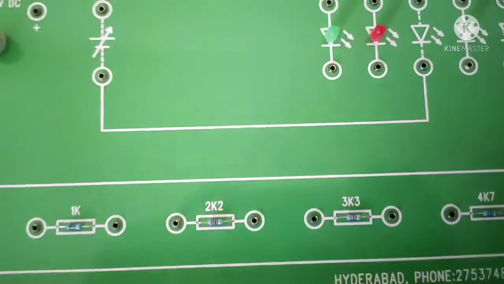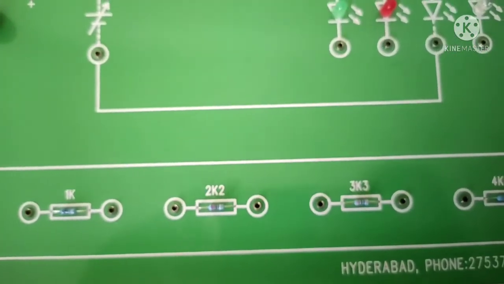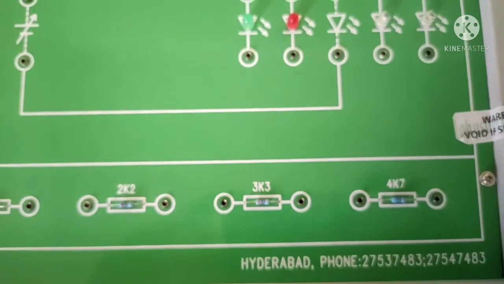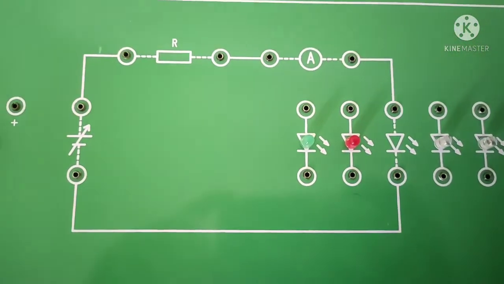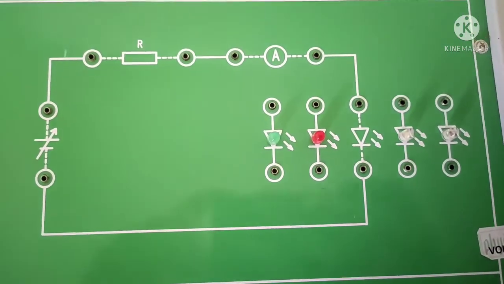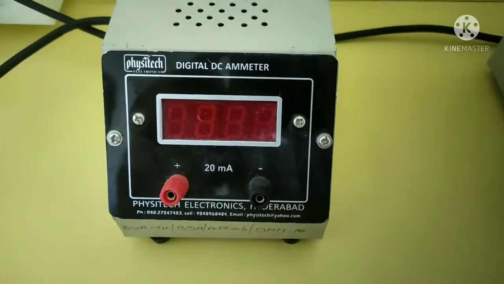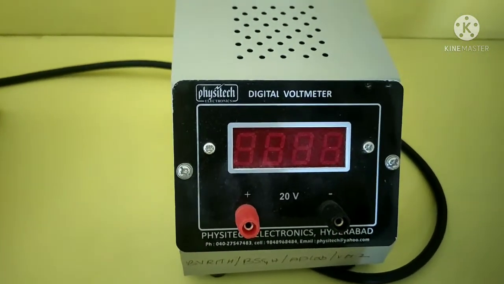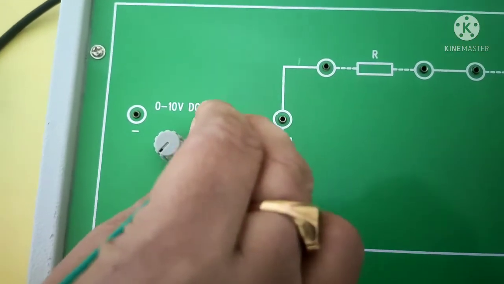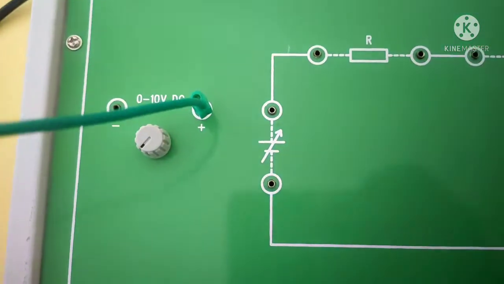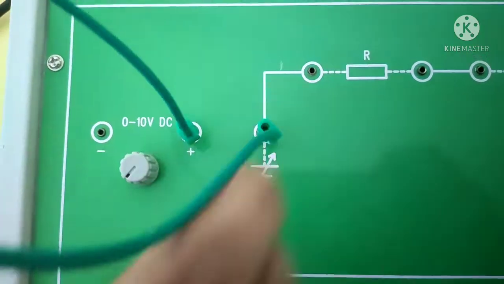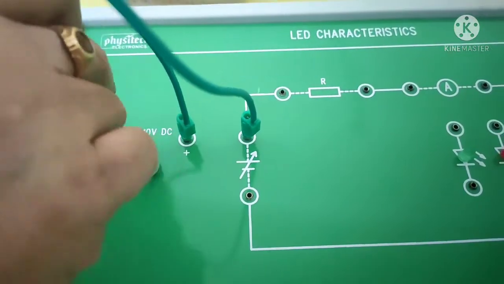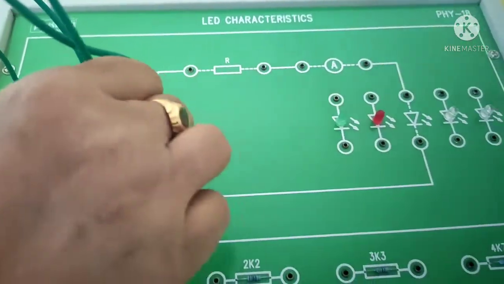Here the battery is connected like a cross, which means we are supplying the variable DC voltage, and we are also connecting the resistors. In the place of R we have different resistors, and in the place of ammeter we are connecting the milliammeter. Here the variable DC voltage is connected to the input power supply.